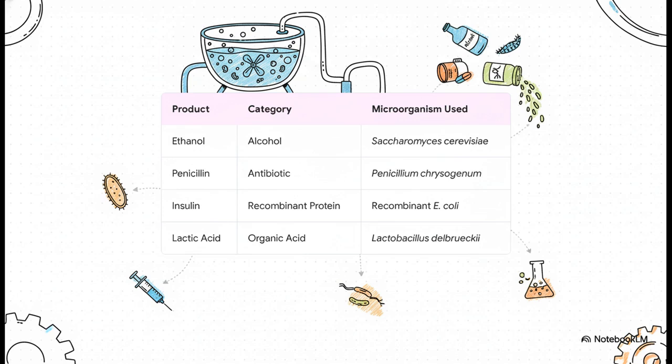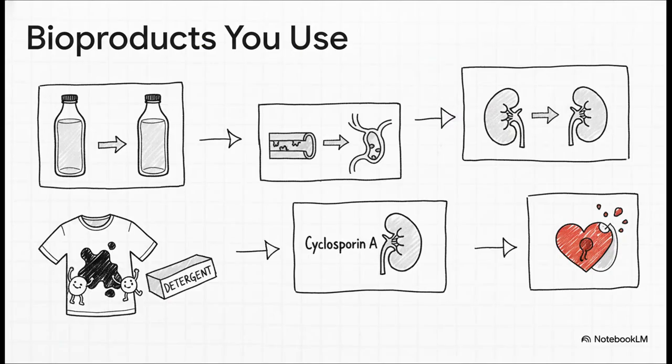You can see all the key products here. You've got ethanol from yeast, our famous penicillin from Penicillium, life-saving insulin from a modified version of E. coli, and even lactic acid, which is in your dahi, from Lactobacillus. And you know what? The applications are literally all around us in things you use every single day.